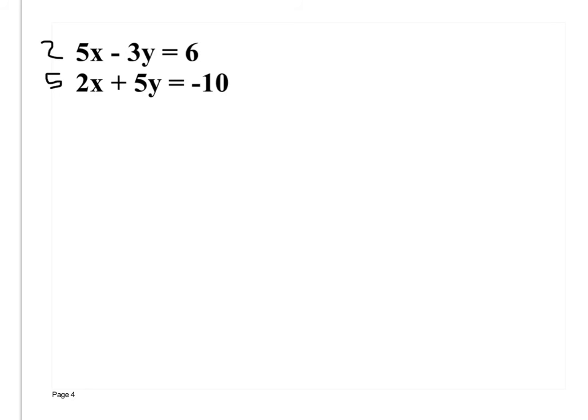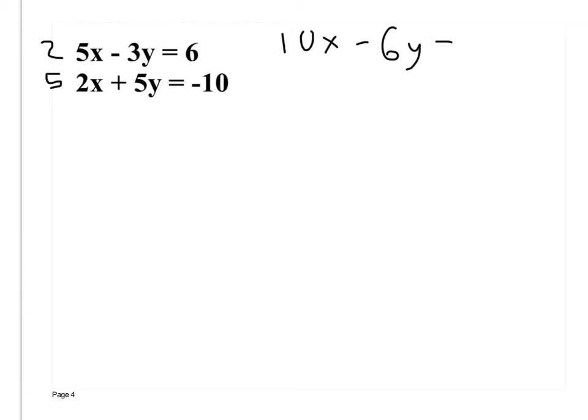Okay? You don't even have to times by 2 or 5. You could times by a bigger number than that. Okay? You could times the top one by 4 and the bottom one by 10 if you wanted. But you've got bigger numbers that you have to work with. I don't recommend that. Really, it doesn't matter what you multiply by as long as these become equal at some point. So 2 times 5 is 10x.